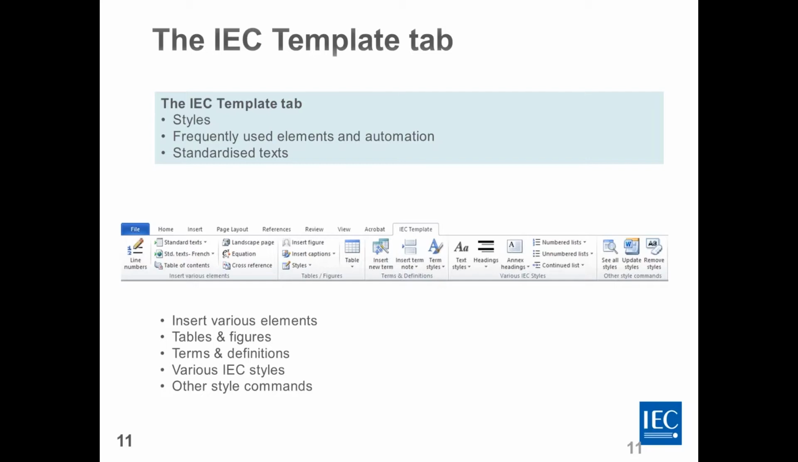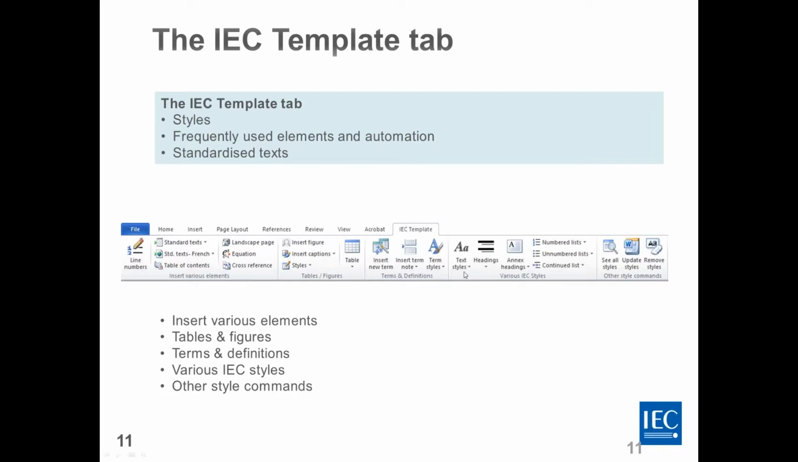The next section deals with terms and definitions. One really interesting feature is the Insert New Term button. By clicking on this, it opens up the Insert Terminology mask window, which is a really cool and efficient way of adding new term entries into your document. The next button is to insert an automatically numbered note, and then again the appropriate styles for terminology.